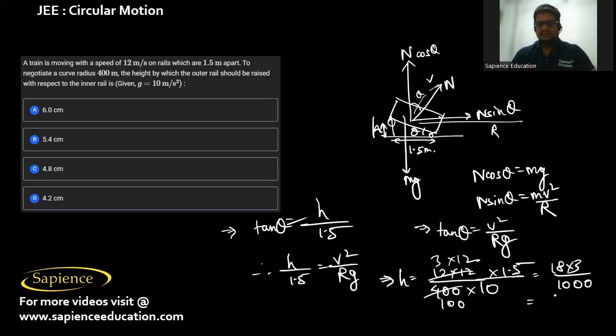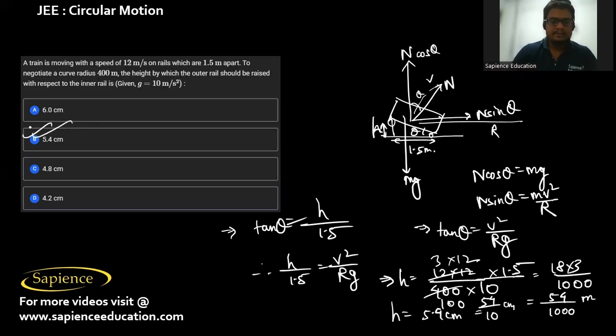So 3 18 3 is 54. It's 54 by 1000, this much meter it will come. So you have to convert into centimeters. So this will be 54 by 10 centimeters, that is 5.4 centimeters. So 5.4 centimeter is the required height. So option B is the correct answer.